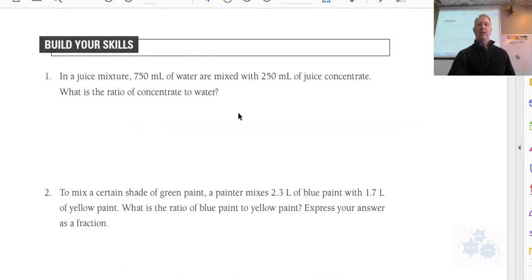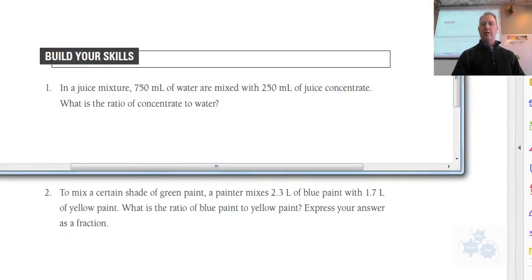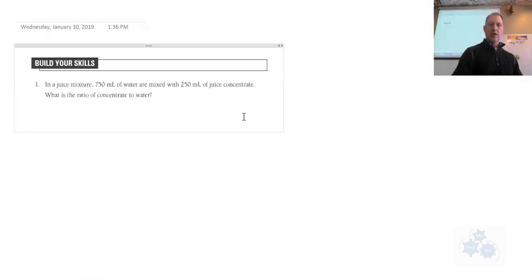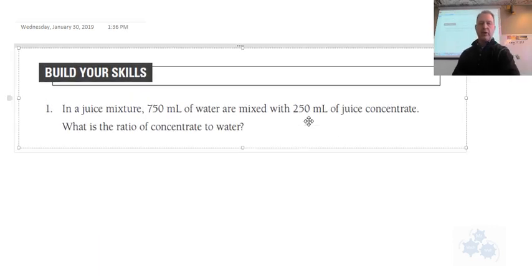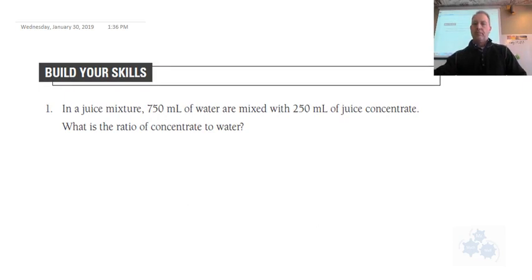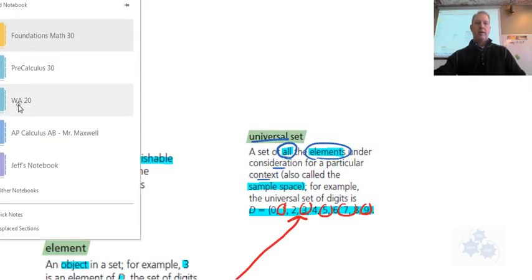All right. So let's do some examples together. Let's do some examples together from scratch. So you have this in your notebook, and I'm going to clip this into our notes here. Be able to work on this together. Okay. So you have a pencil or a pen or something handy, right? Hopefully you do. Okay. So here's our first question. In a juice mixture, 750 milliliters of water. Oh, my computer's freezing up on me, guys, sorry.